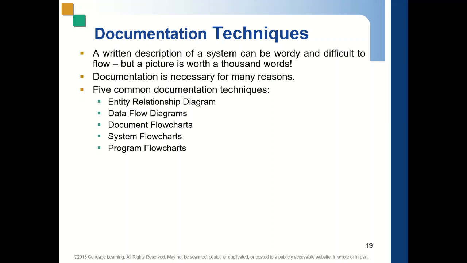And there are many different techniques that people have developed over the years to document systems. Your book, for instance, refers to these five, that you can use what is called an entity relationship diagram, or you can use data flow diagrams, or document flow charts, or system flow charts, or program flow charts. We will be looking at them, using them, in fact, quite a bit from, I believe, chapter 4.